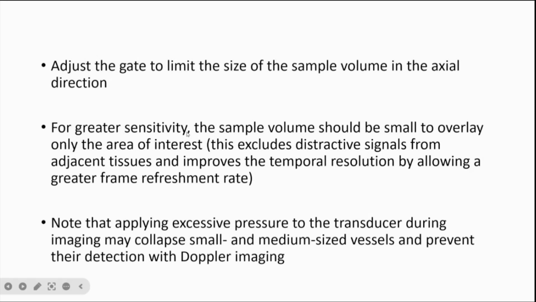You can adjust the gate to limit the size of the sample volume in the axial direction. For greater sensitivity, the sample volume should be small to overlay only the area of interest. Note that applying excessive pressure to the transducer during imaging may collapse the small and medium-sized vessels, which have less elastic tissue, and will prevent their detection with Doppler.